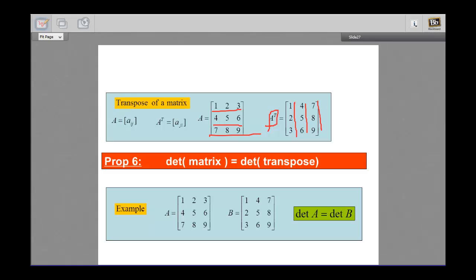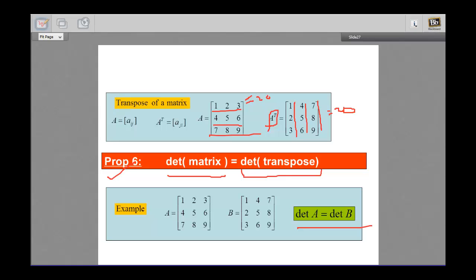Determinant property number 6 says that whatever value we get for a determinant is equal to the value of the determinant of the transpose of the matrix. There is no interchange. For example, if we are getting a value of 20, then here again we get the value 20. So there is no change if we take the transpose. In both ways we will get the same result. So determinant of A is equal to determinant of B. There is no change. We are talking about the determinant.